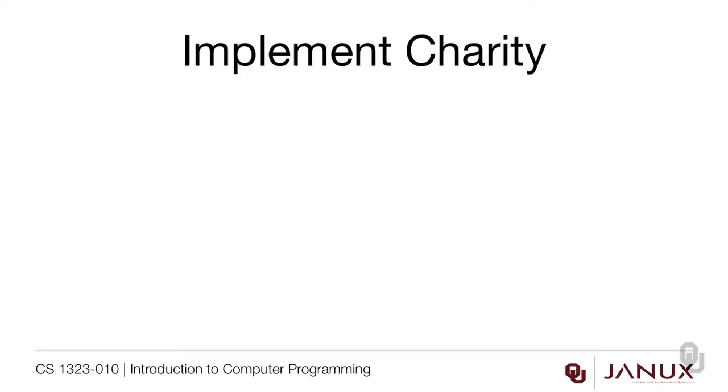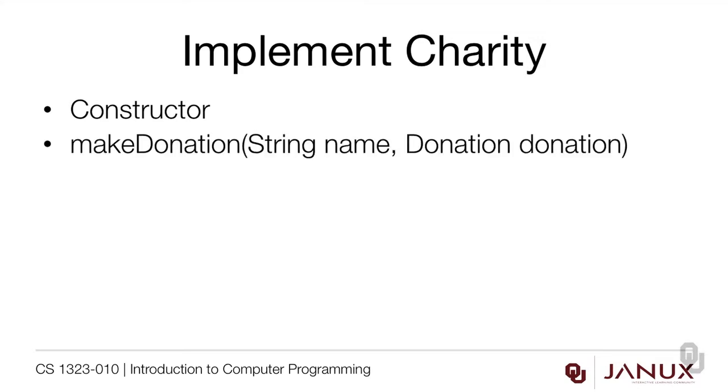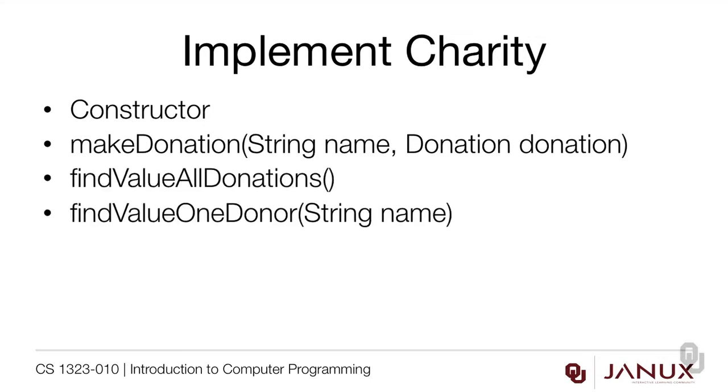So the next class we should implement is our charity class. So we're going to implement the constructor, because constructors tend to cause people problems. We're going to implement make donation, find value of all donations, and find value of one donor. And we're even going to find another little method that we're going to need to create called find donor. Now that's going to be a private method.